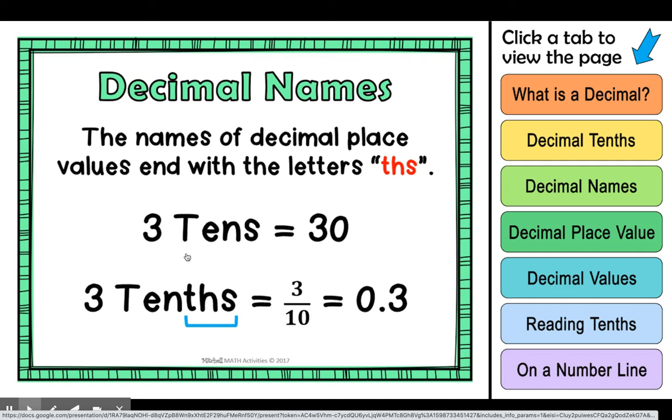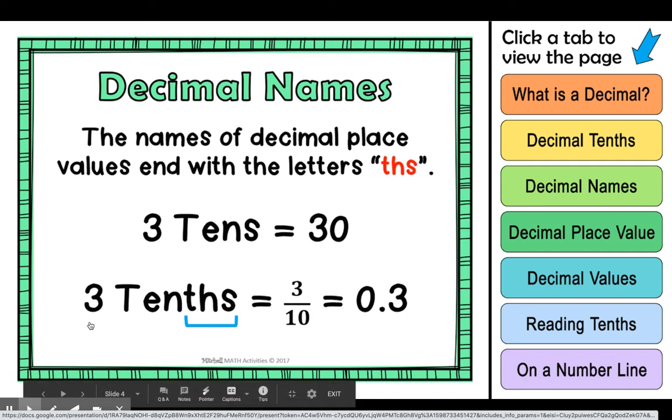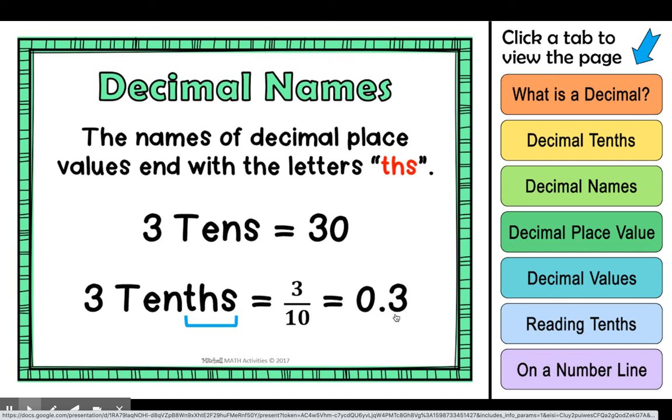I want you to hear the difference between tens, groups of tens, and tenths. 3 tens is equal to 30, which is, of course, way bigger than one whole. But when we're talking about tenths, we're talking about a value that's less than one whole. 3 tenths is just a portion of one whole. My digit 3 sits to the right of my decimal point. So this is less than one whole.